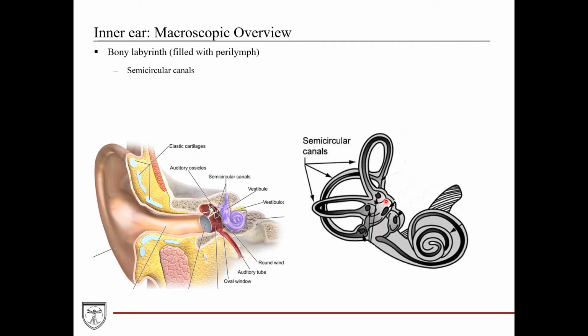Next, we have the vestibule, which is this bulbous area right here. The space inside the vestibule is continuous with the space within the semicircular canals, so it is still filled with perilymph.